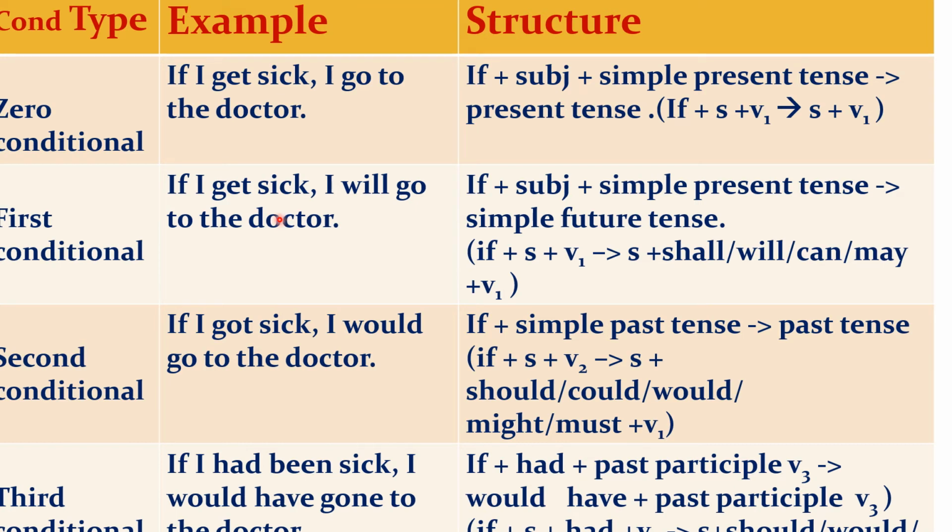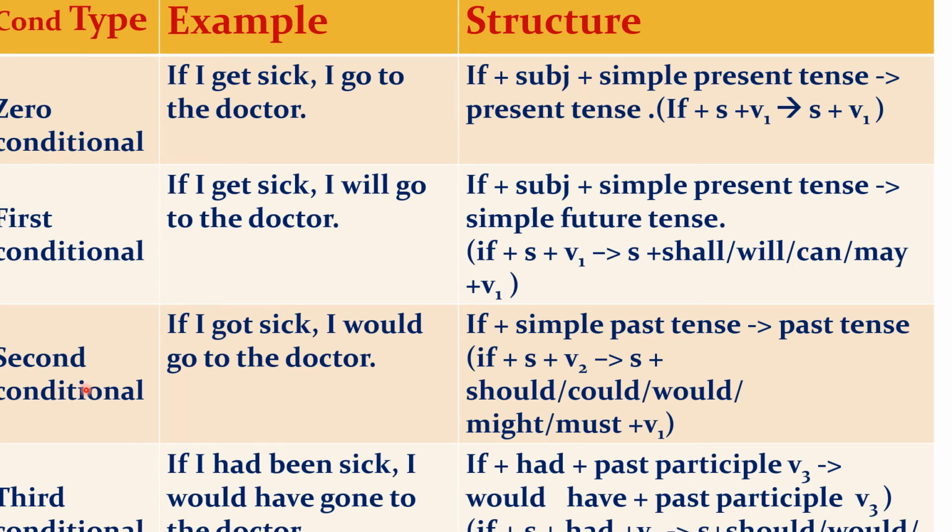It is possible, is it not? I'll get sick, and if that occurs, I will probably go to the doctor. So, see the structure: if plus subject, the simple present tense. Here we can say like this also, simple future tense, or shall or will or can or may.